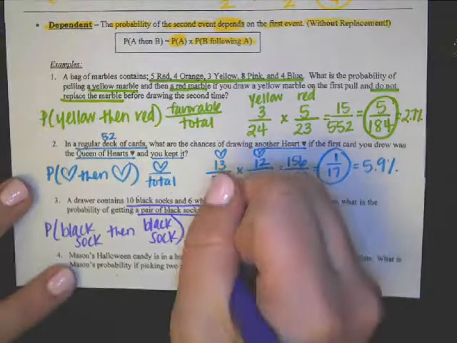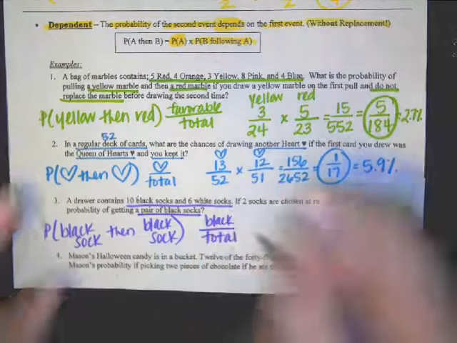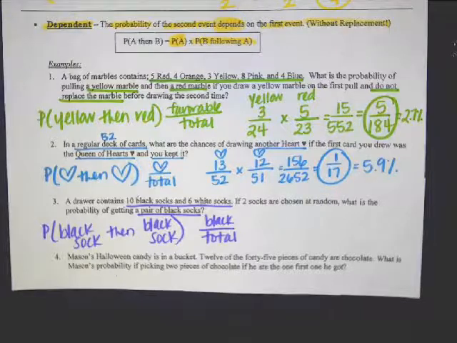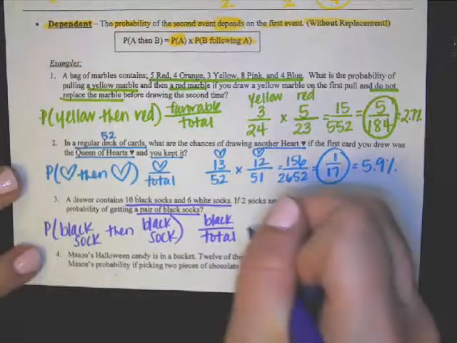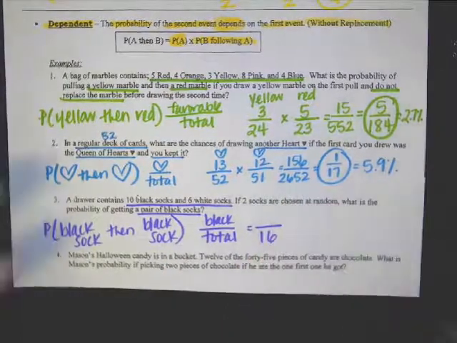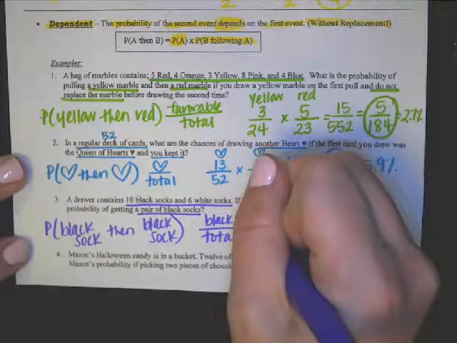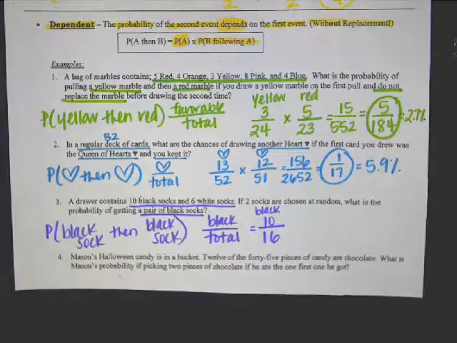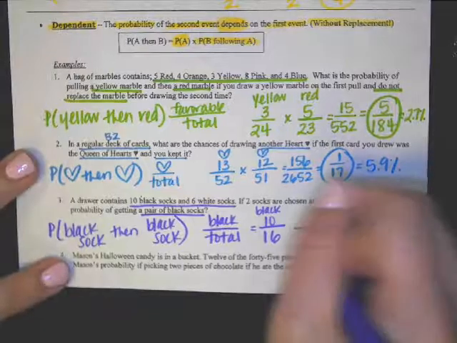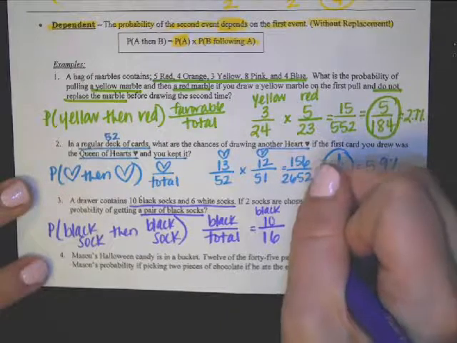We want to get a black sock out of the total from the drawer. Looking at what we know, we have 10 black socks plus 6 white socks. That gives me a total of 16 socks in the drawer. Out of that total of 16, I know that 10 of them are black. If I pull a sock out of the drawer and I put the sock on my foot, that means there's only 15 socks left in the drawer. If one of them was black, that means there's only 9 black socks left.